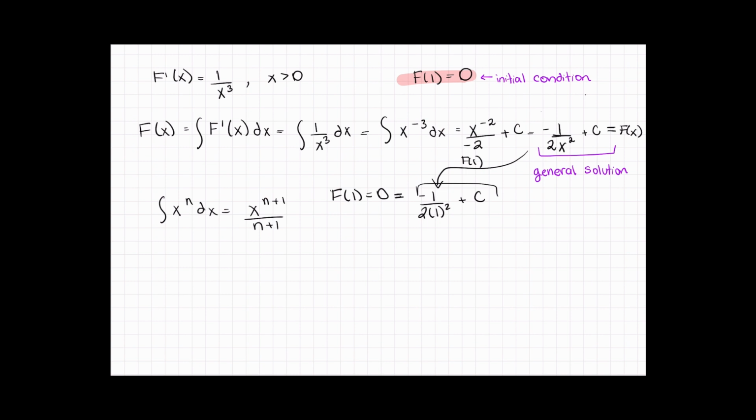So in this case, it's just plug and chug. We just use simple algebra in order to find out what our c is, right? So 0 has to be equal to negative 1/2, because 1 squared is 1, and then 1 times 2 is just 2, plus c. So c must be equal to 1/2. So we found a result for c. It's no longer a mystery to us. So we can rewrite our entire function as f of x is equal to negative 1 over 2x squared, plus 1/2. And this here is what we call a particular solution.